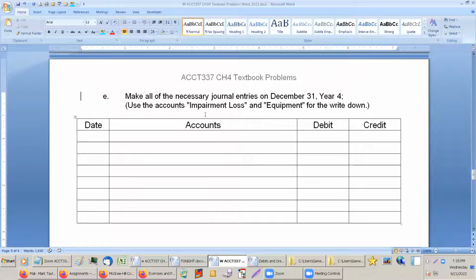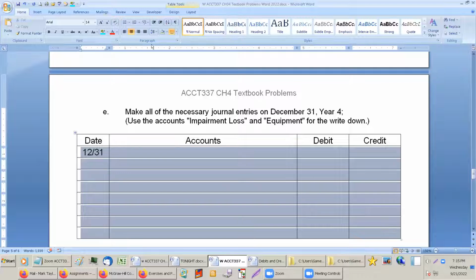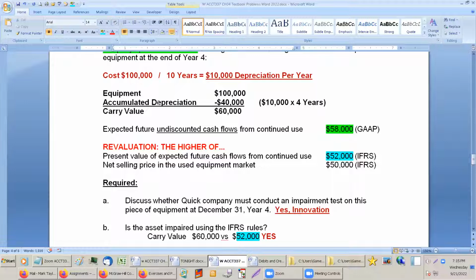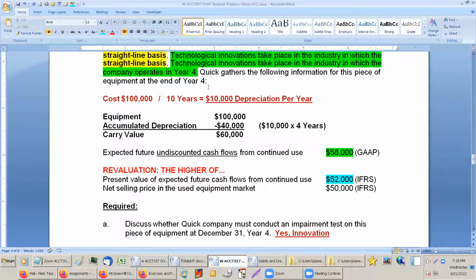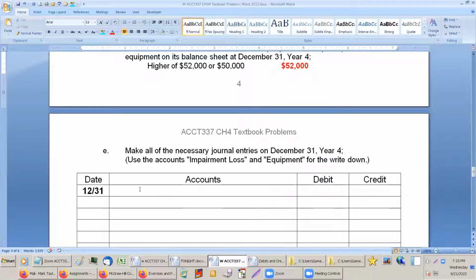Okay. Make all necessary journal entries on December 31st, year 4. Now, I'm going to assume that they did not make the journal entry for the depreciation this year. If they already made the depreciation, then it would be a different entry. It would just be the second entry here. Okay.